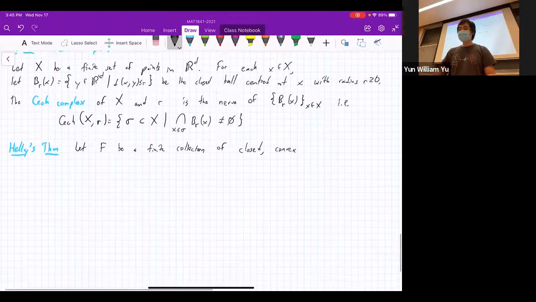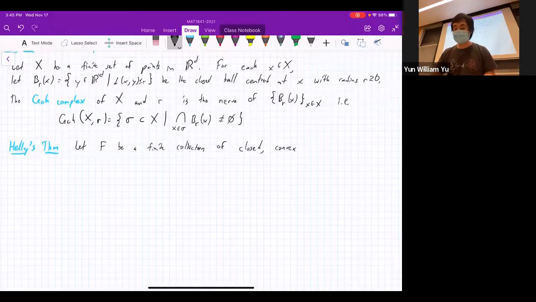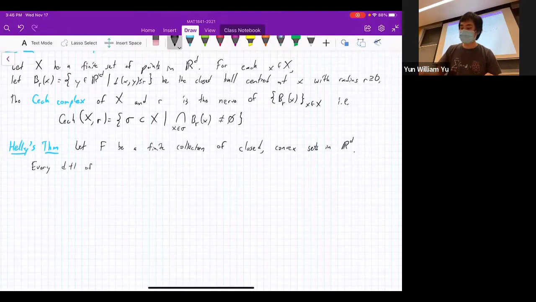Okay, so now let's suppose we have a collection of closed convex sets in R to the D. Helly's theorem states that every D plus one of these sets have a non-empty intersection if and only if they all have a non-empty intersection.